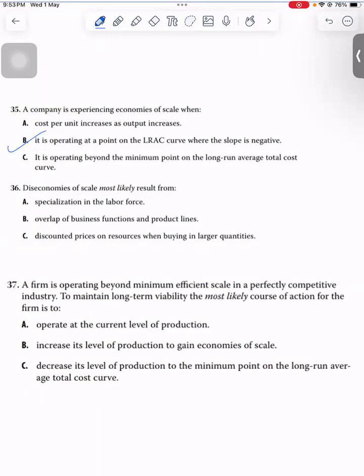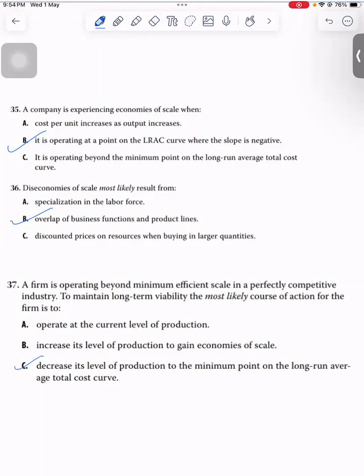Yes, 35B is correct. 36B is correct. Okay, Diksha, what is your answer for 37? Okay, A and B are both incorrect. C is correct for 37.